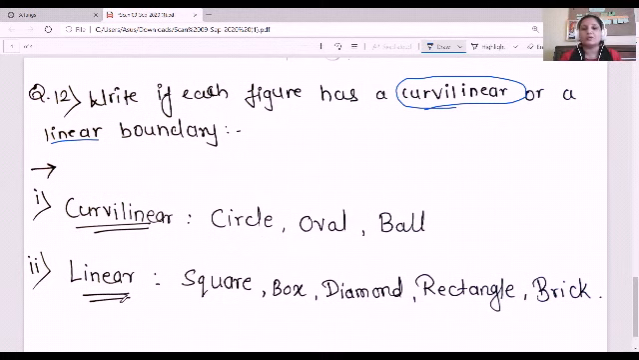So here we have completed with the exercise 4.1 basic geometrical ideas. Next we'll move in the next session.